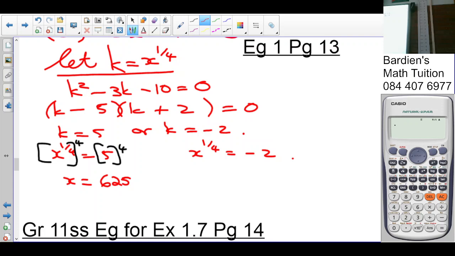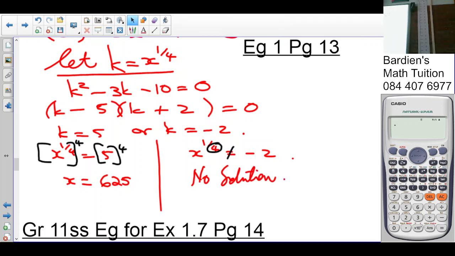Okay. On the other hand, the denominator is even. This number must be positive. Is it positive? So what do I write? No solution. You guys need to write down. So I'll pause the video at this point.